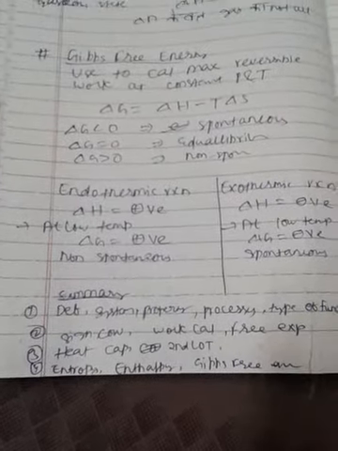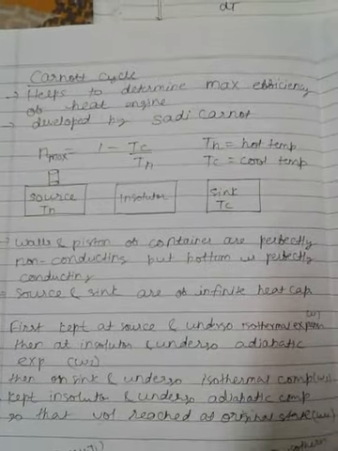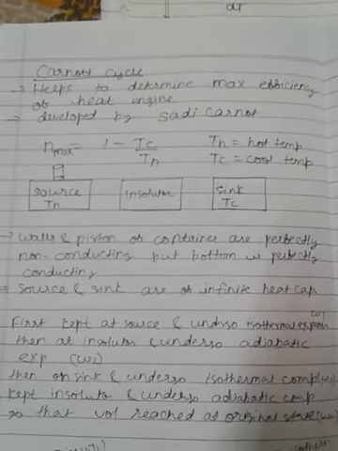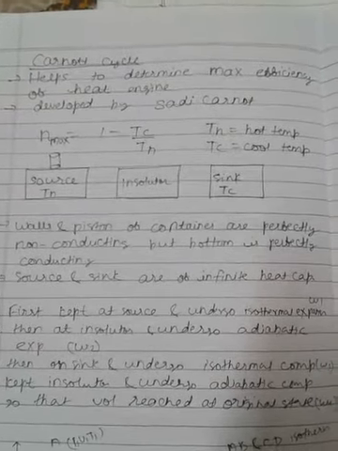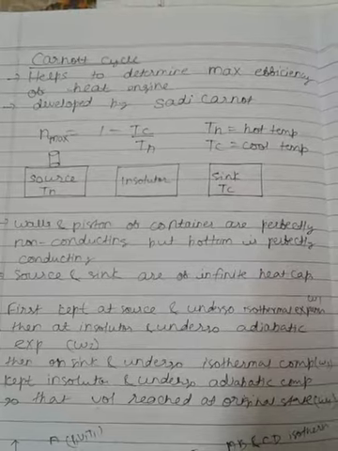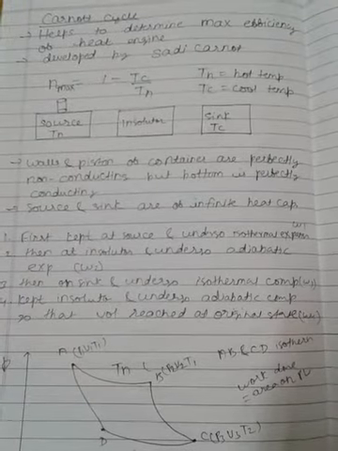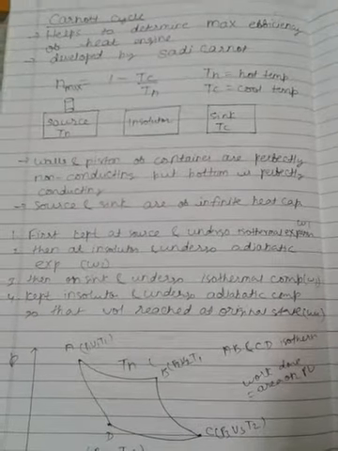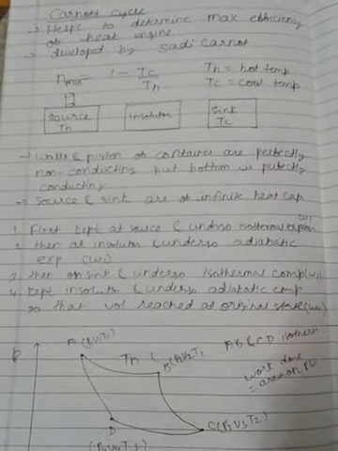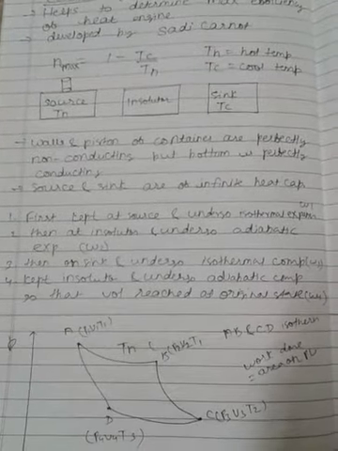That's the basic idea. So the Carnot cycle, developed by Sadi Carnot, helps to determine the maximum efficiency of a heat engine. Efficiency is 1 minus Tc upon Th. Its assumptions are that the walls are perfectly non-conducting, but the bottom is perfectly conducting. Source and sink are of infinite heat capacity.